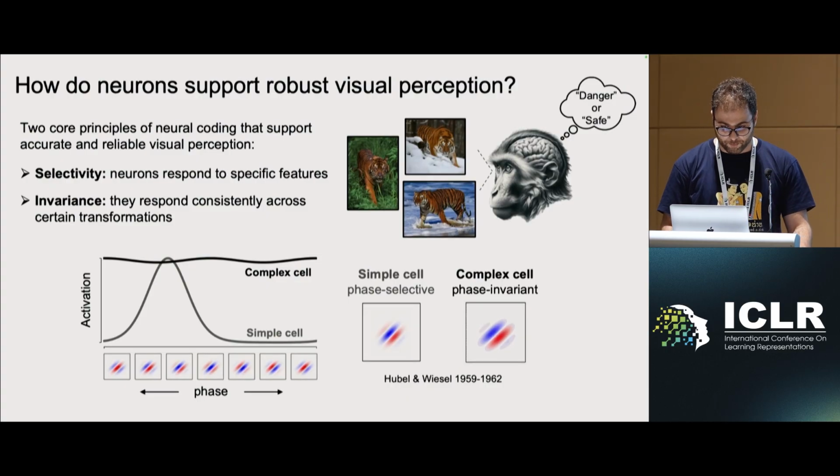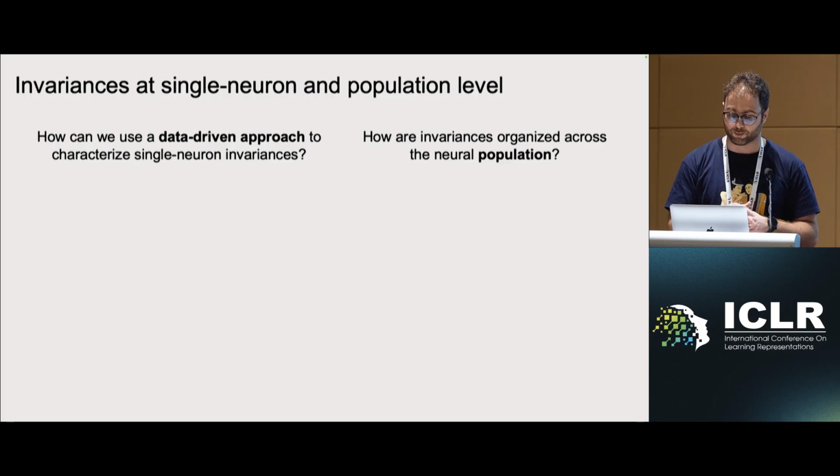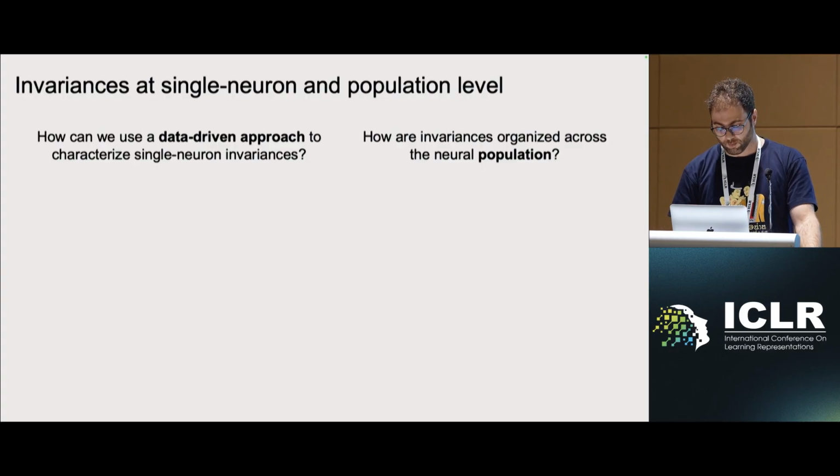And here I'm using a GIF to show the variations in the phase, simply representing the invariance of the complex cell. Now, in our paper, we focused on invariances and specifically two questions. One was, how can we use a data-driven approach to characterize single neuron invariances? And the other was, once we have these single neuron invariances, how can we do a population-wide analysis to see if they organize in any way?